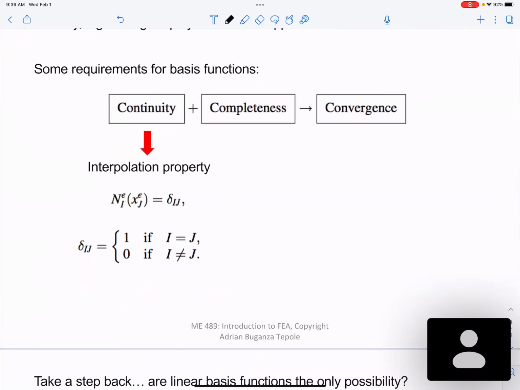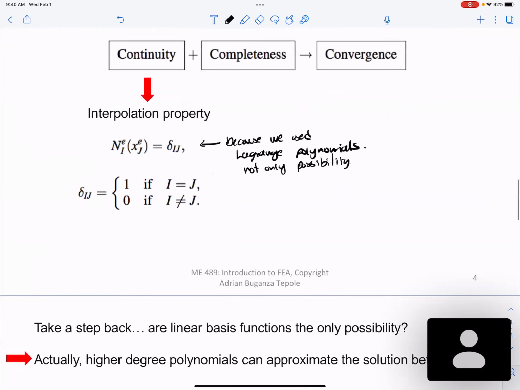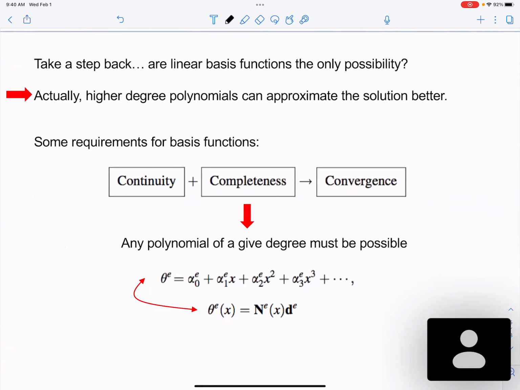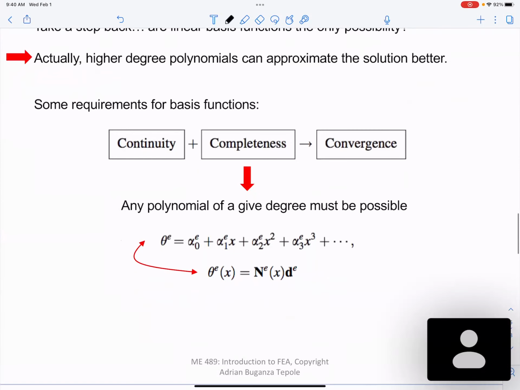Again, that's just the way this is, because we use the Lagrange polynomials. It's not the only possibility, but it's convenient because it guarantees this continuity requirement. Another question is, can we get any polynomial? If we are using linear functions, can we get any line? If we're using quadratic functions, can we get any quadratic function? We're not going to prove why this is the case. I don't know if the book has a derivation on this, but the main thing is that if you use Lagrange polynomials, then this is true.